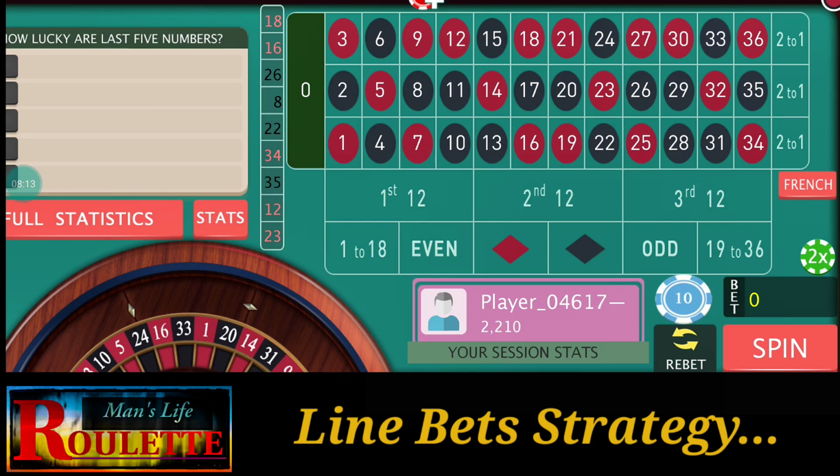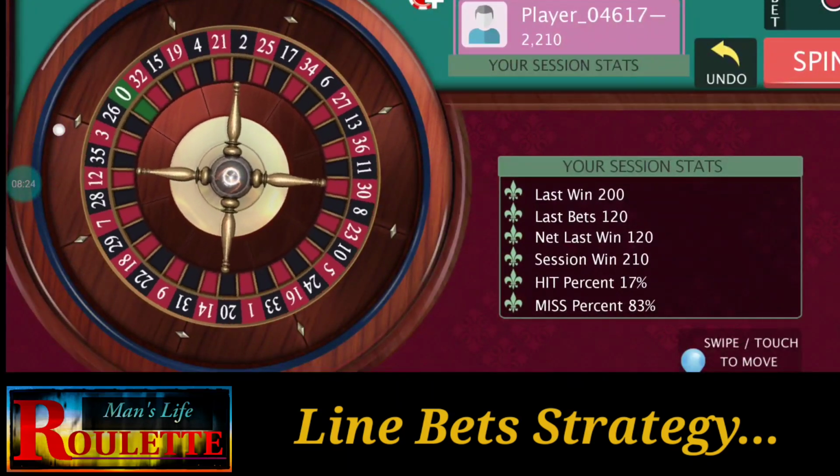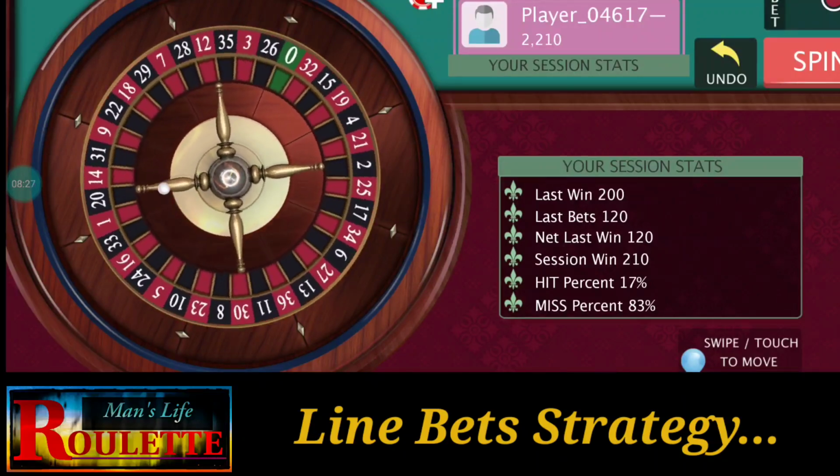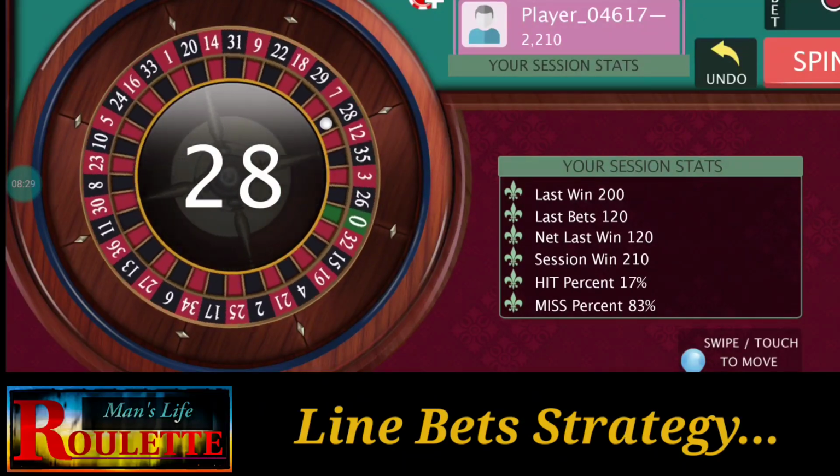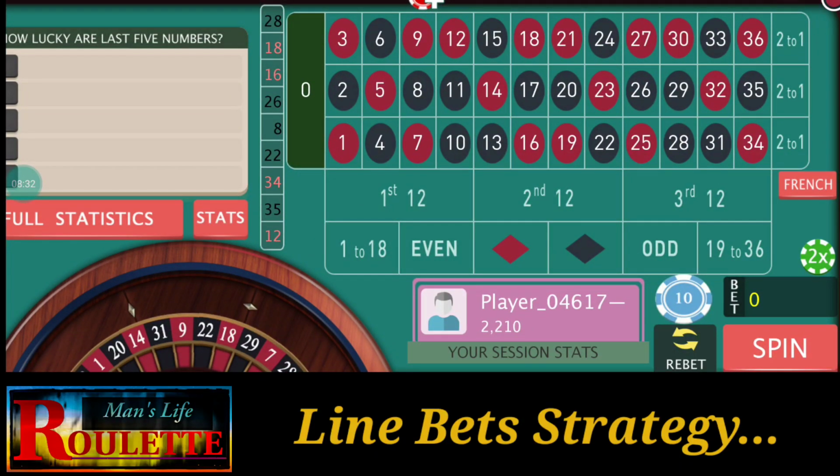So what I'm telling is if you use a 3 double line, then you are covering almost half of the table, so your winning chance is almost 50%. And if you win 3 spins consecutively, then you make a very good profit. It is also possible that you win 5 to 6 spins in a row, and at that time you can cover all the losses and also make some profit.